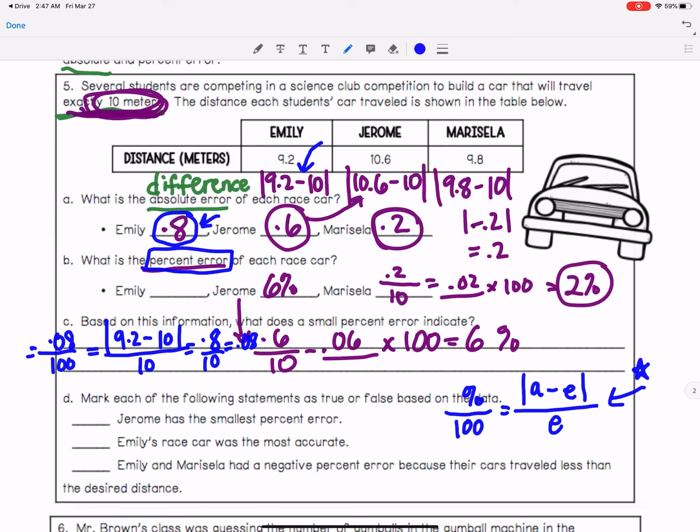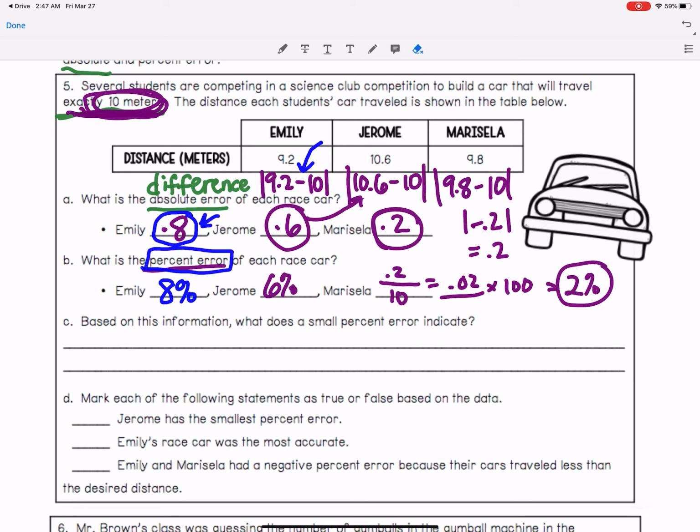Okay, the next question for part C says, based on this information, what does a small percent error indicate? So yeah, this one's really important. A small error would indicate that, I'm going to put this down, and if you have notes, I want you to write this down too. The car is built closer to the needed specifications.